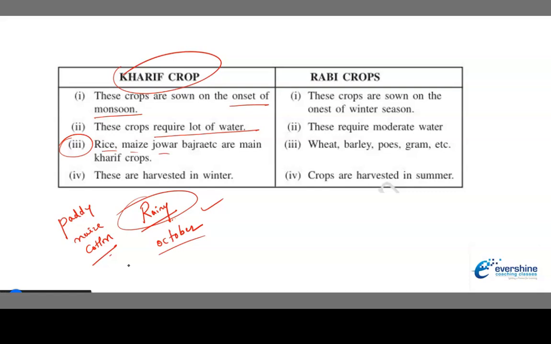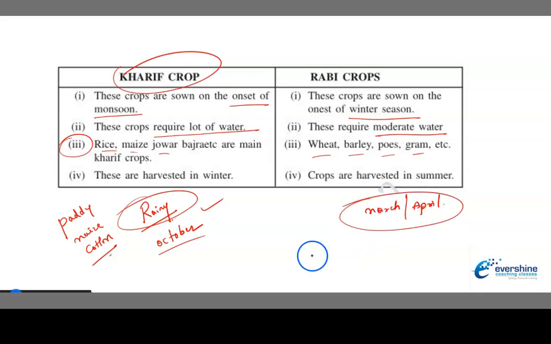Now what about rabi crops? See children, usually rabi crops are planted in the winter season. We plant in the winter season and harvest in the month of March or April. So these are called rabi crops. They require moderate water, not too high, not too low. They need minimum water. Examples are wheat, barley, peas, gram, etc. This is what we grow and harvest.